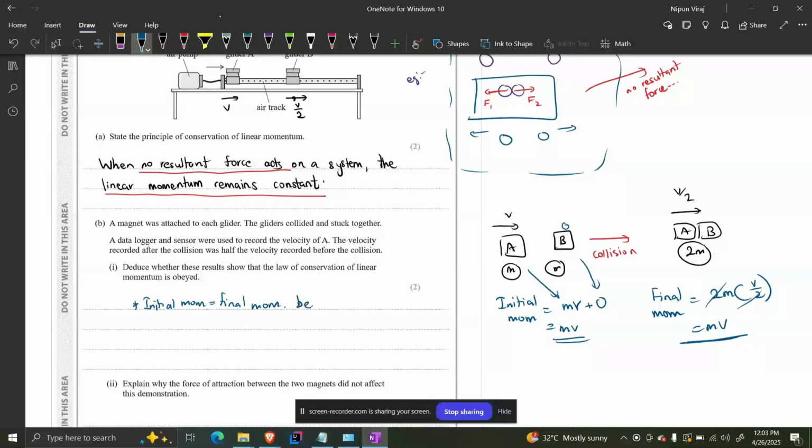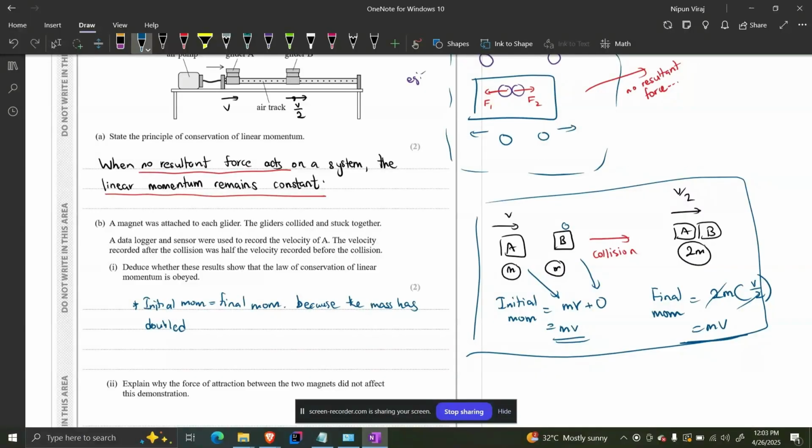Because the mass has doubled, you should say why it is equal, right? If you want, it's better if you can draw, like if you can show this working in the space, but since there's not enough space to show that working, we can write: because the mass has doubled and velocity has halved.